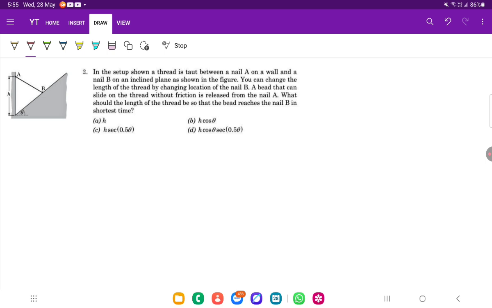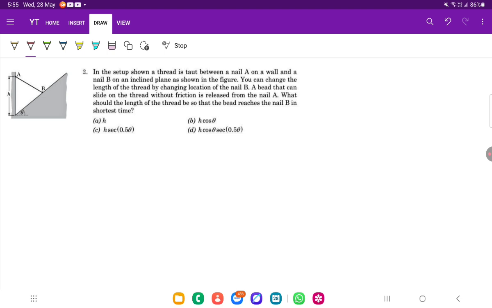So let me read out the problem once. In the setup shown, a thread is taut between a nail A on a wall and a nail B on an inclined plane as shown in the figure. You can change the length of the thread by changing the location of nail B. So basically B is a variable point where A is a fixed point.